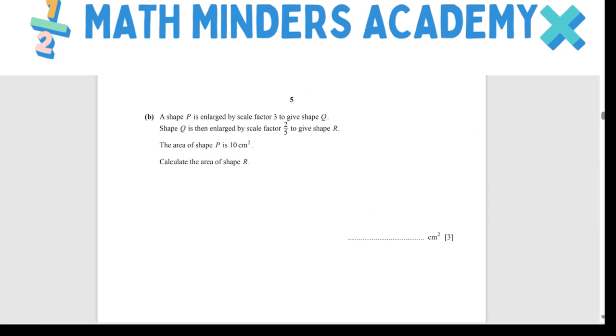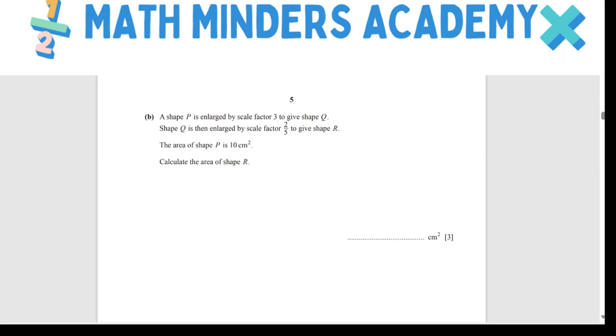Question 2B said a shape P is enlarged by scale factor 3 to give shape Q. Shape Q is then enlarged by scale factor 2/5 to give shape R. The area of shape P is 10 square centimeters. Calculate the area of shape R. Now, what we do here is you look at this.